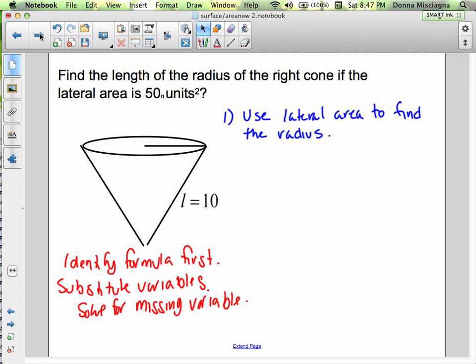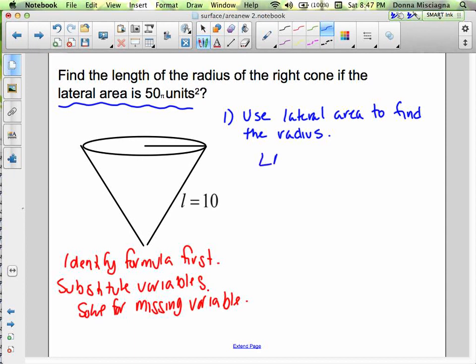All right, so we need to use lateral area to find the radius because that's what we're given, lateral area. So remembering our formula, lateral area, actually let me just put an L. L is equal to pi times the radius times the slant, right? And we know the slant is 10. So we're going to substitute 50 pi for the L, because that's what our lateral area is, and we'll substitute 10 here for the slant, and then we're left with R, the radius.